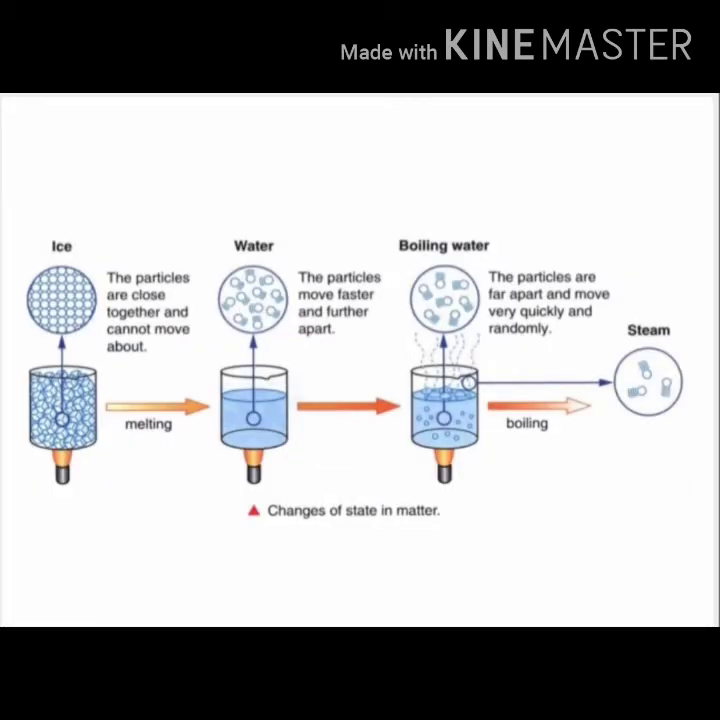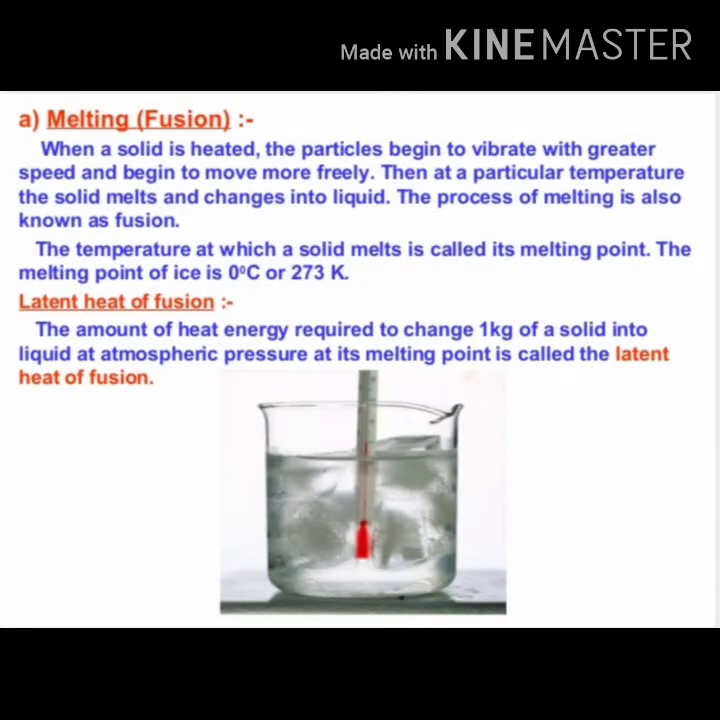See, ice. Ice is melting. The particles are close together and cannot move about. Water: the particles move faster and further apart. In the third, boiling water, the particles are far apart and move very quickly and randomly. And again, after boiling the water becomes steam. Melting. What is melting? That is fusion. When a solid is heated, the particles begin to vibrate with greater speed and begin to move more freely.